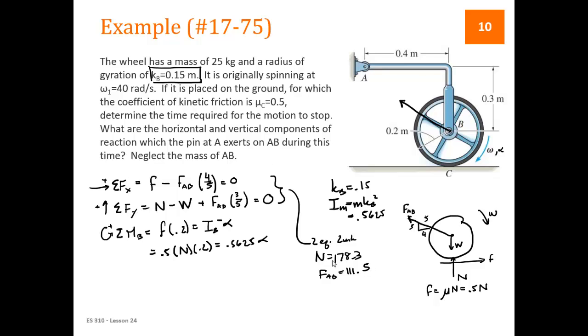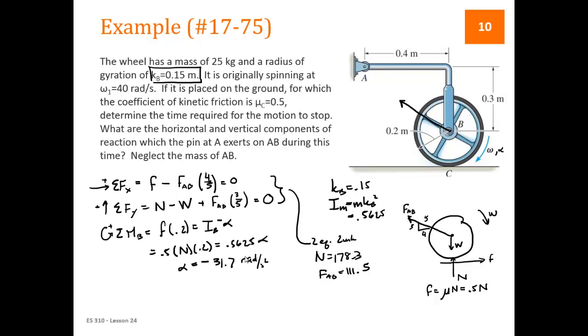So now, knowing N, we can plug N in over here and we can solve for alpha being equal to negative 31.7. So it's slowing down at 31.7 radians per second squared.